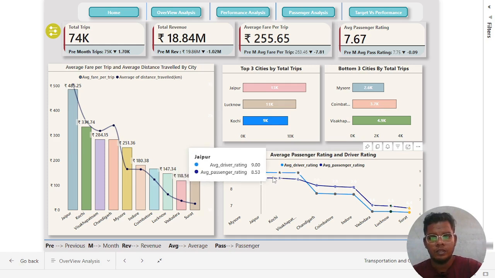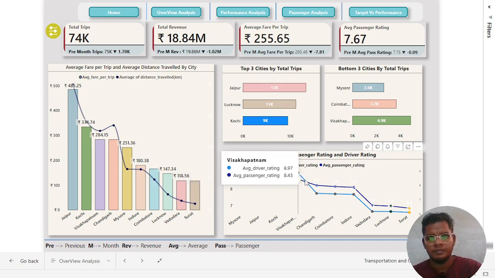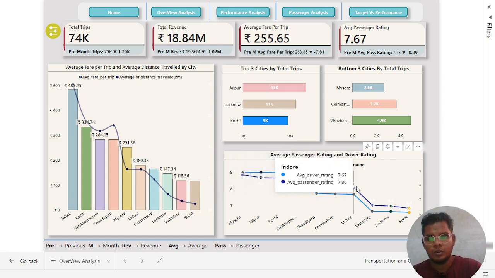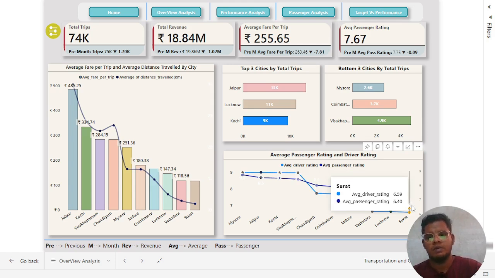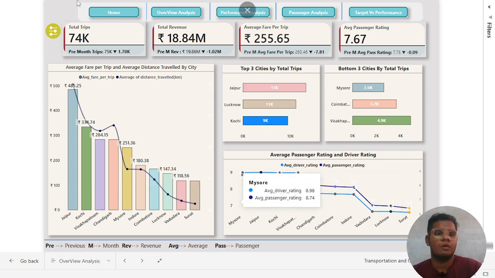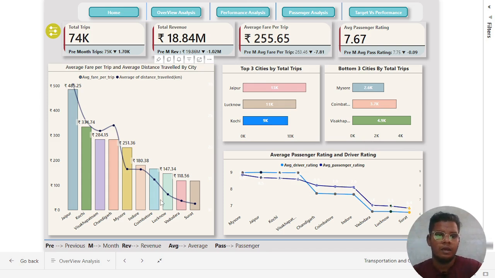And then Jaipur, then Kochi, then Visakhapatnam, then Chhattisgarh, Coimbatore, then Indore, then Vadodara, then Lucknow, then Surat. Surat has the lowest ratings, both from the driver rating as well as the passenger rating. And this is the overall view of the overview analysis: revenue, trips, average fare, passenger rating, the average fare per trip, and the average distance traveled by city, like the things we saw.